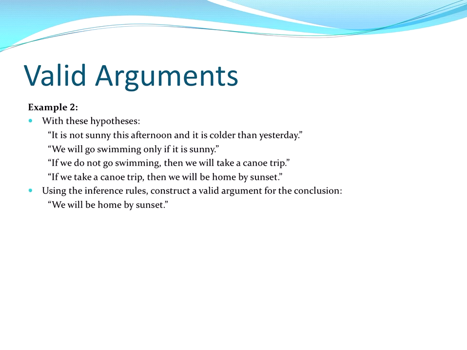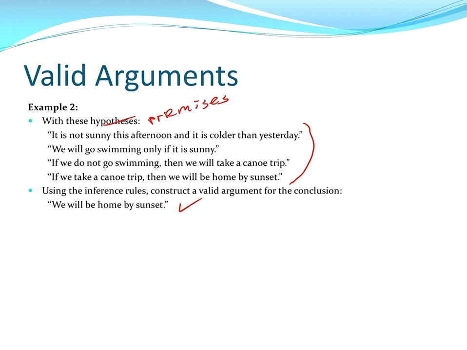Let's look at another example. Here we have 4 hypotheses, and I'm just going to call them premises. We can take them all to be true. It is not sunny this afternoon, and it is colder than yesterday. We will go swimming only if it's sunny. If we do not go swimming, then we will take a canoe trip. If we take a canoe trip, then we'll be home by sunset. Those are all given truths, premises. And we want to use rules of inference to construct an argument that concludes we will be home by sunset.